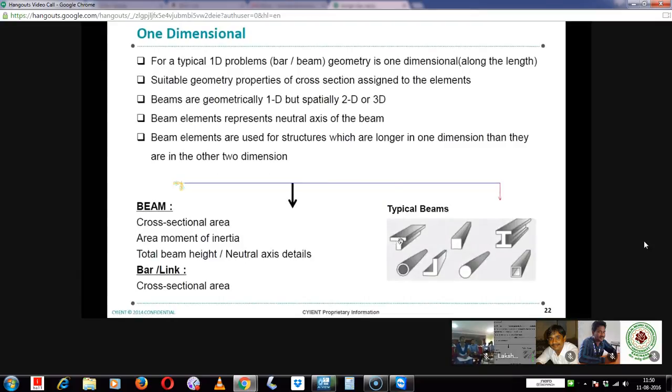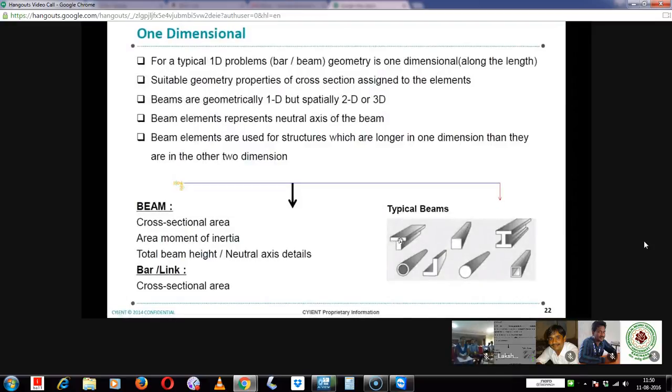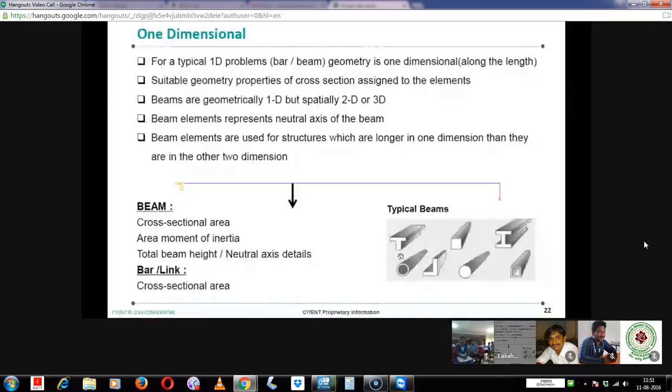Suppose there are several beams here. All these beams have unique cross sectional details. So we need to give the cross sectional area of these beams, moment of inertia, and neutral axis details. These are the details we need to give when you try to solve using beam elements. Beams are geometrically 1D, but spatially 2D or 3D. So this looks like simple line elements, 1D elements, but we need to give the 2D and 3D representation using real constants.